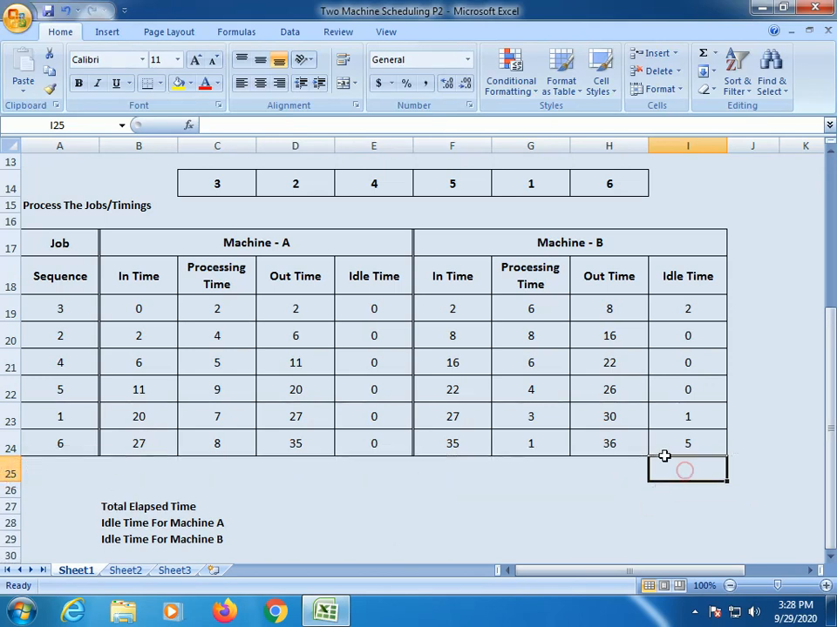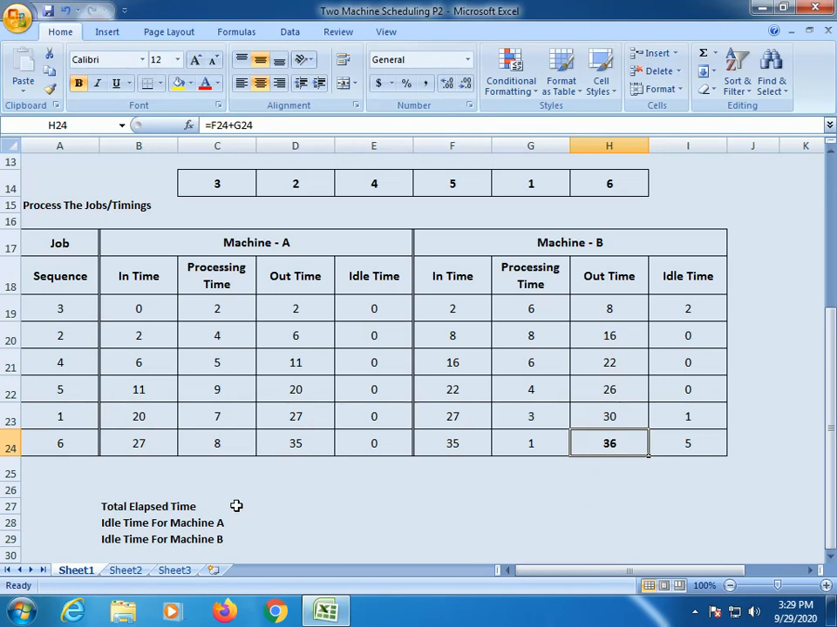So after processing all the times on machine A and machine B, and after calculating the idle times, finally the out time is 36 hours. That means at 36 hours we can complete all the jobs on both machines. This is called the total elapsed time.